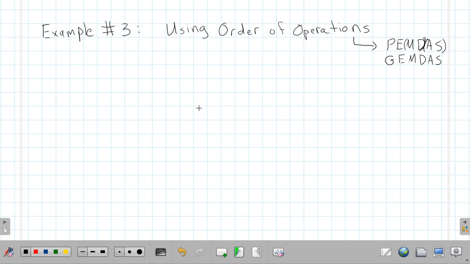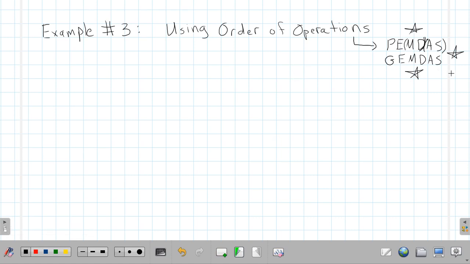And you'll see it a lot in algebra and you'll see it a lot in geometry as well. Okay. So make sure you know the order of operations. And one little hint for you is if you struggle remembering the order of operations, get in the habit of writing PEMDAS or GEMDAS at the top of your paper whenever you're working on anything. That way you always have it there for you.